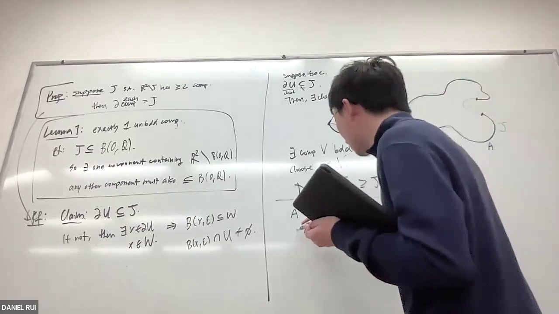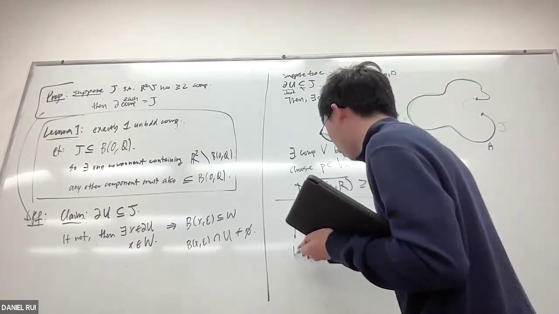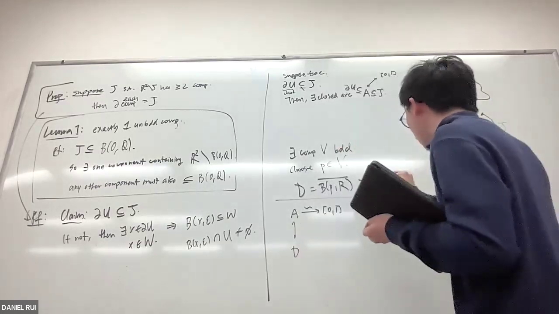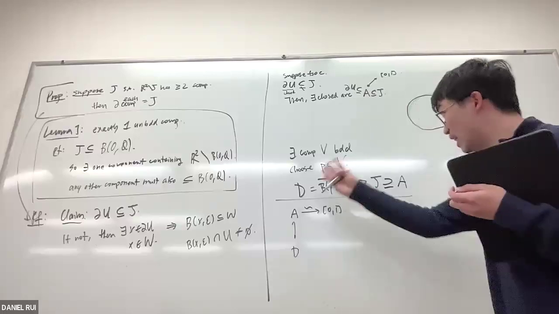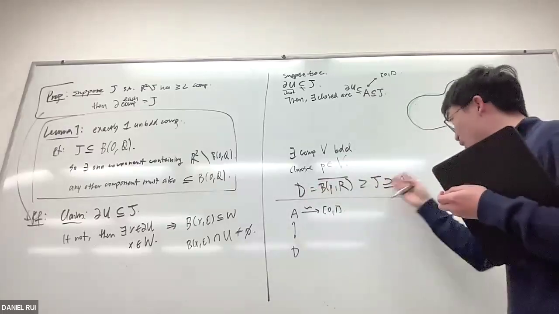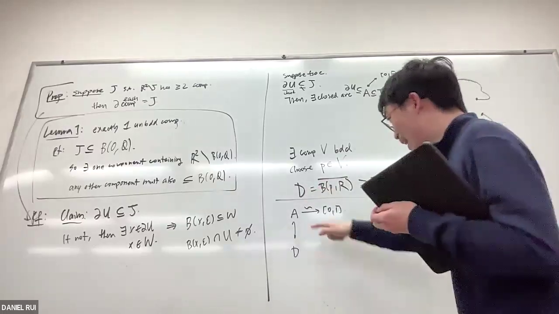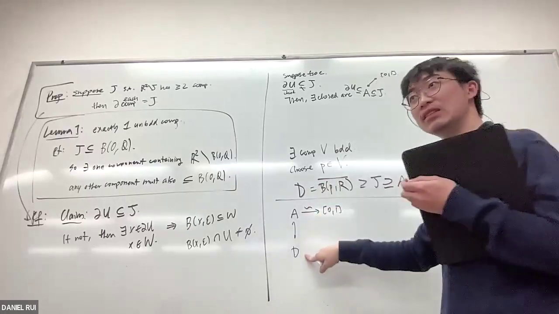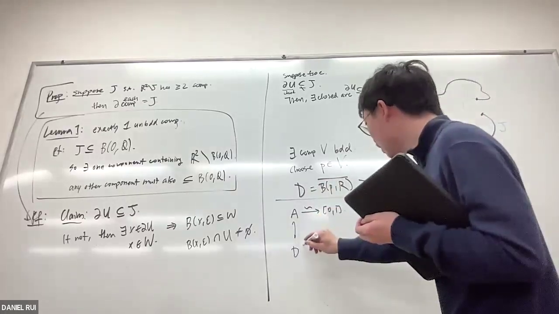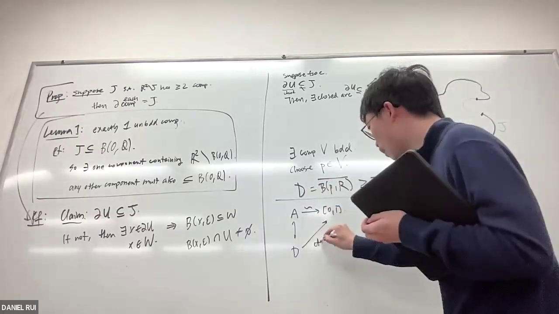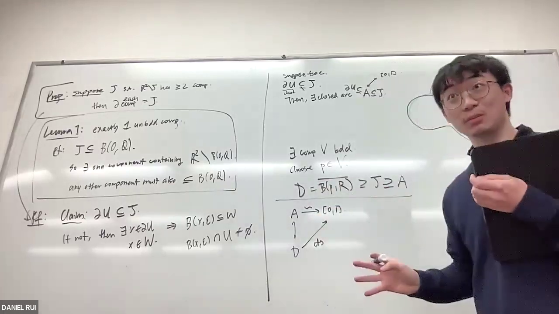I can now extend this. So I have this list of containments. D contains R, J contains A. A is contained in D. I can now extend this to be a continuous function by the Tietze extension theorem.